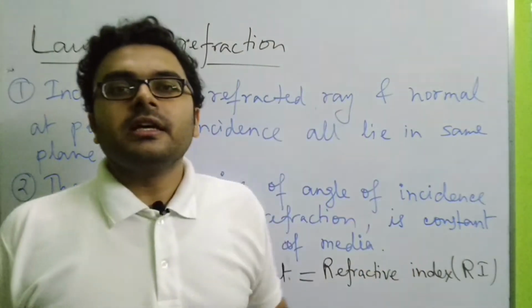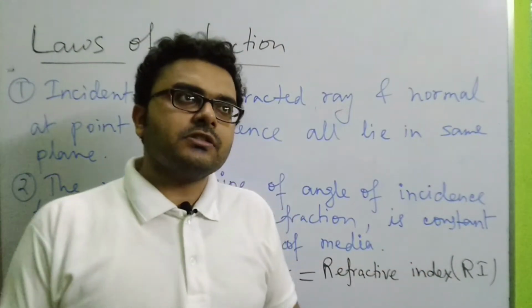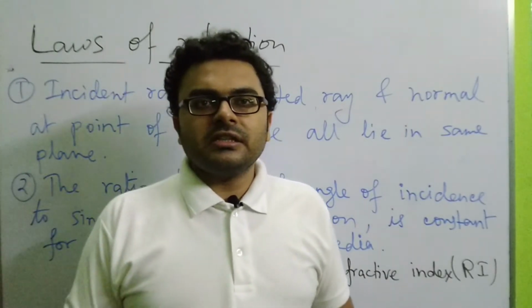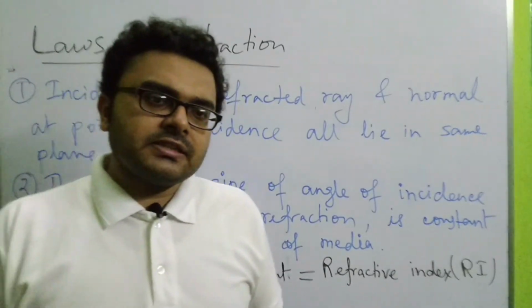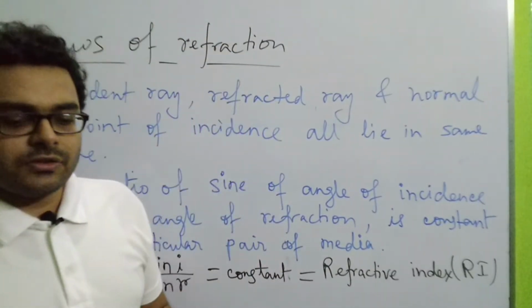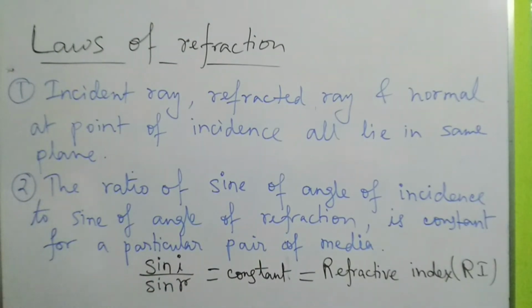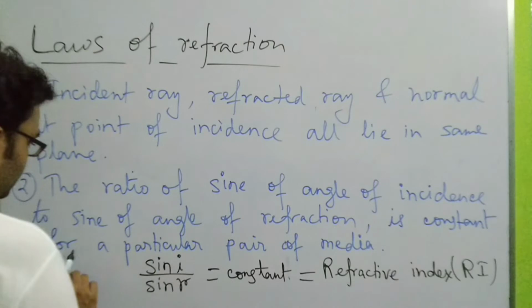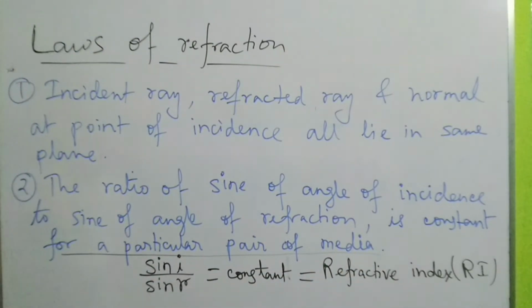If I am considering air and water, we have a certain value of refractive index, but if you consider a glass and water pair instead of air and water, the value of the refractive index changes. So this ratio is constant only for a particular pair of medium. Remember this: it is constant for a particular pair of medium. When the medium changes, the value also changes. So these are the two laws of refraction.